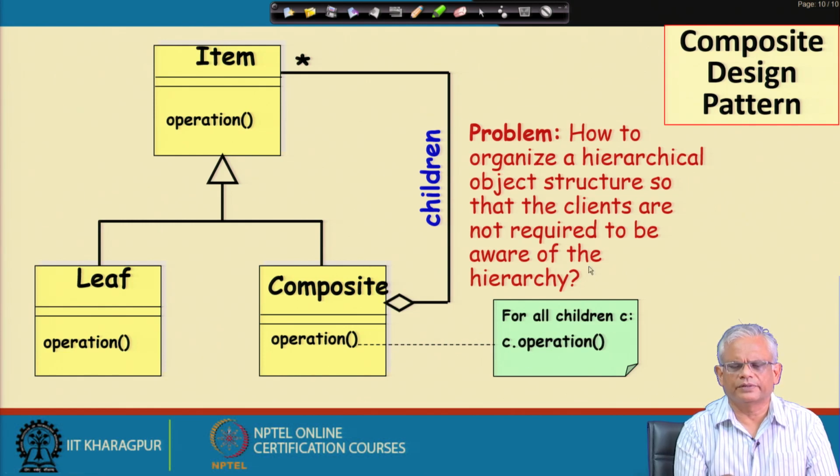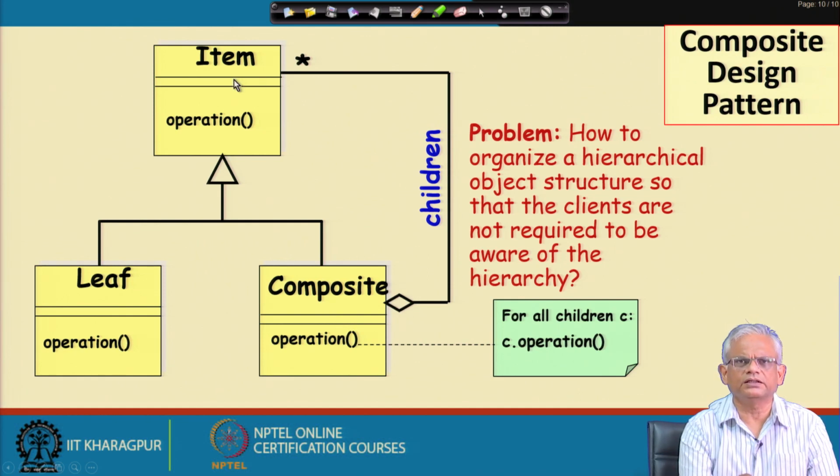Now, this is the pattern, I just reran that. There can be multiple leaves and multiple composites. A simplified representation of the composite design pattern. The composite contains many children, and each child can be a leaf object or a composite object.